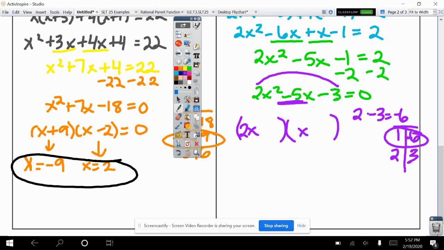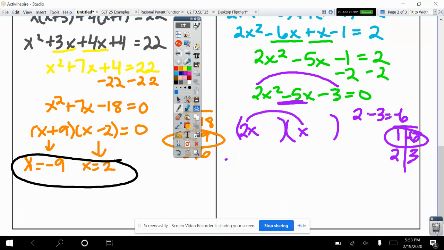It doesn't really matter which one you put it in. And then I know that I'm going to have a positive number and a negative number after my x's. I just have to figure out where they go. So I know that when I FOIL everything out, I need to get -3 at the end and then -5x.